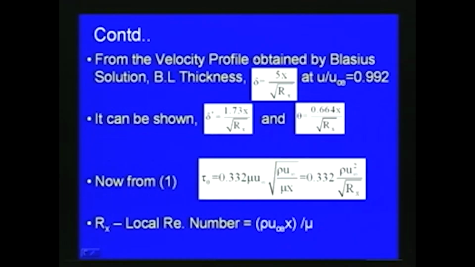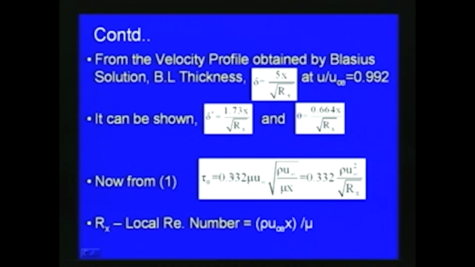From the velocity profile obtained by the Blasius solution, the boundary layer thickness delta, where u by u infinity is equal to 0.992 by definition, is obtained as 5 x by square root of Rx, where Rx is the Reynolds number at that location. Also, the displacement thickness delta star is equal to 1.73 x divided by square root of Rx, and the momentum thickness theta is equal to 0.664 x by square root of Rx, where Rx is the Reynolds number at that location.